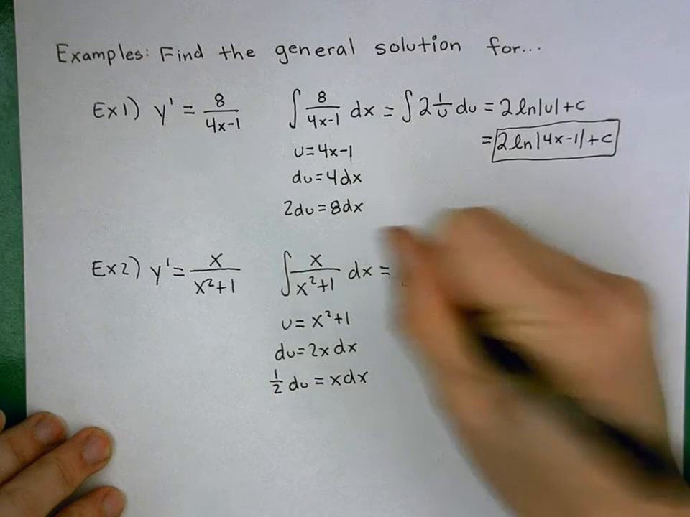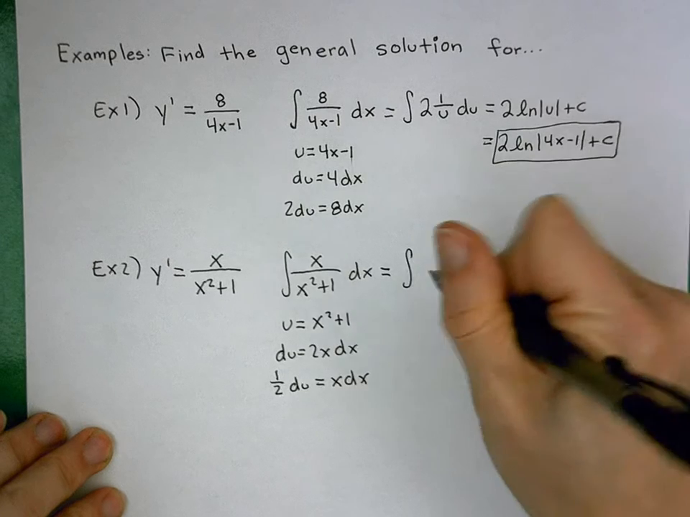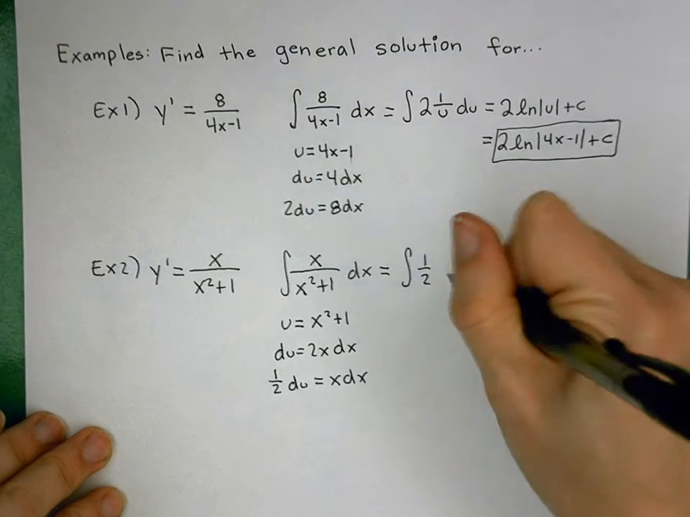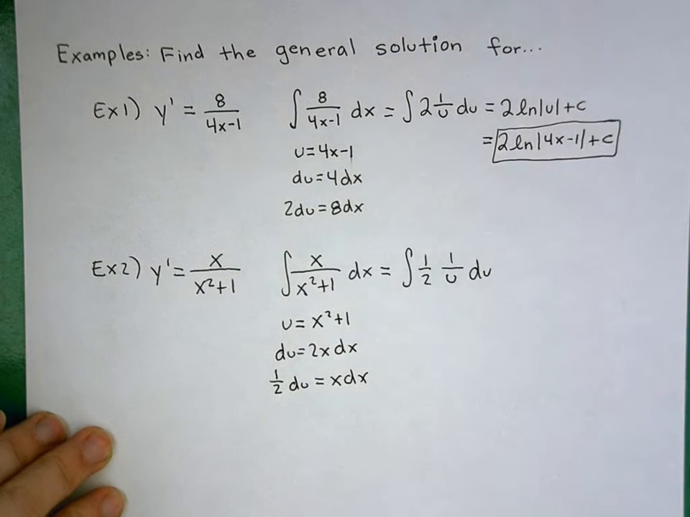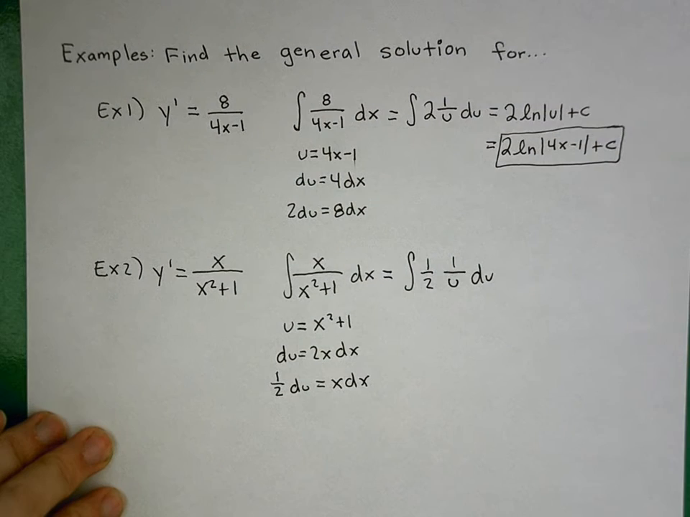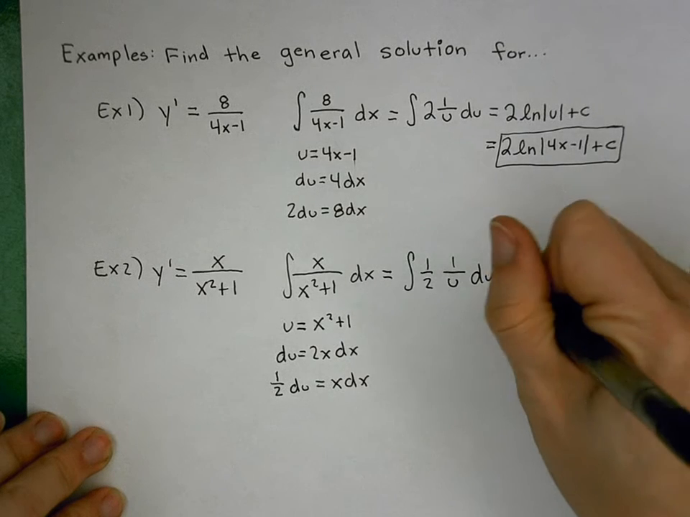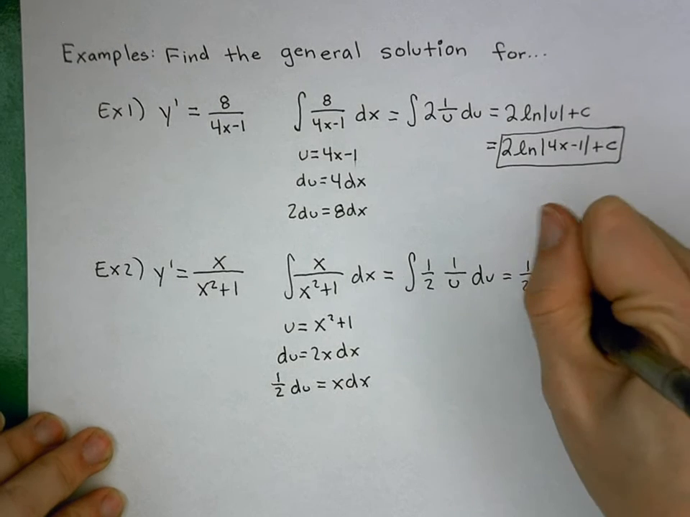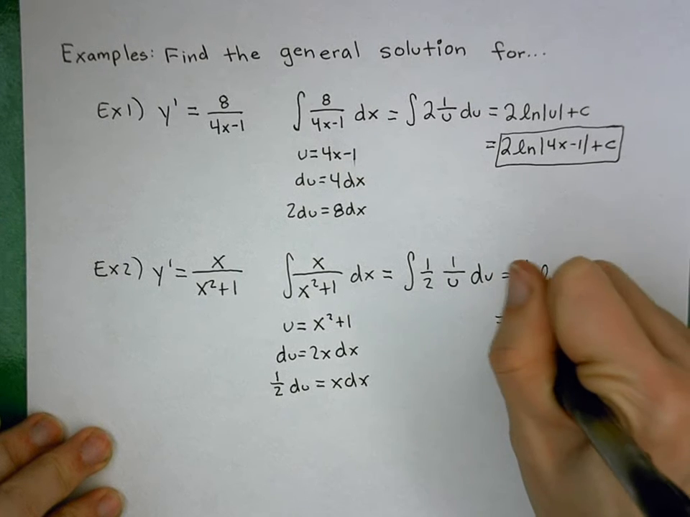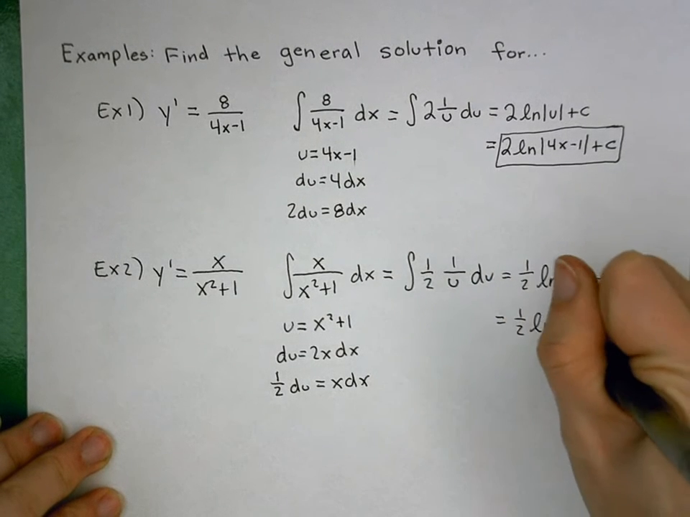Okay. So the x dx comes out, the 1/2 du goes in its spot. The x squared plus 1 comes out, the u goes in its spot, and we've got right here 1 over u du, that's the natural log of the absolute value of u plus c. And the 1/2 just hangs out. And then again, put back in that x.